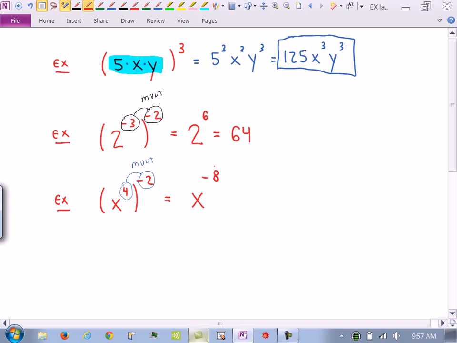Now, can I leave my answer like that? No, I've been told by the math gods to not ever leave negatives in exponents, all right? So get rid of it. How do you get rid of the negative? 1 over x to the 8th, positive now. Now it's a positive exponent. I can't do anything to that, right? X to the 8th is whatever x to the 8th is, and so I box it up. Forgot to box my 64.